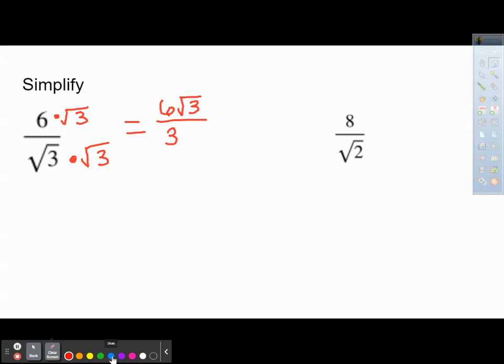Now, treat this like it's a division problem. If you have 6 fish and you divide it up into 3 groups, how many fish are in each group? 2. But instead of fish, it's square roots of 3. So you have 2 square roots of 3. So you had 6 square roots of 3. You divided it up into 3 groups, so that leaves you 2 square roots of 3 in each group.